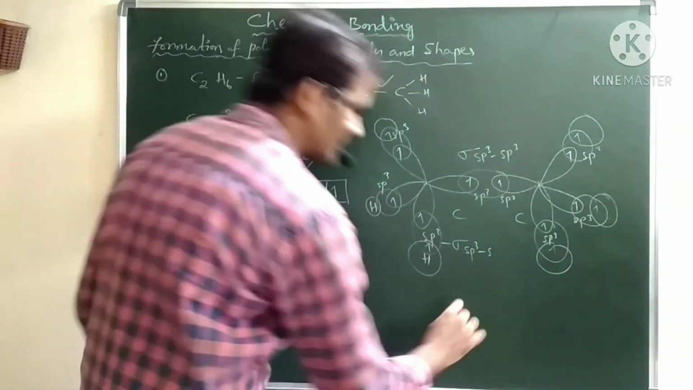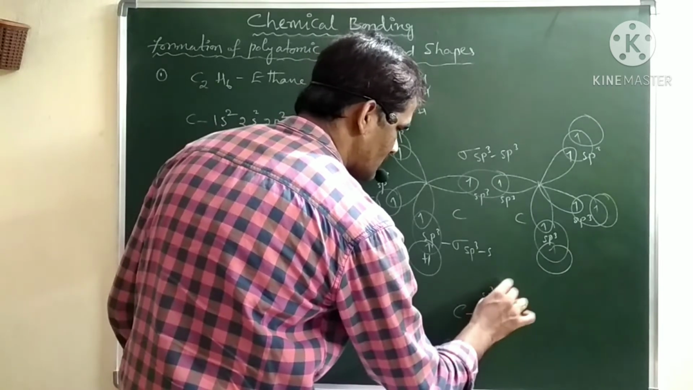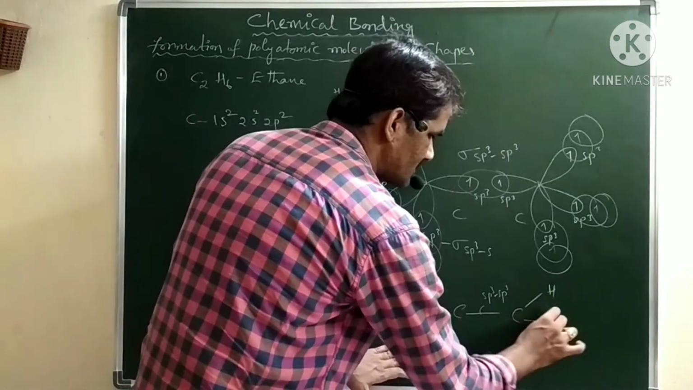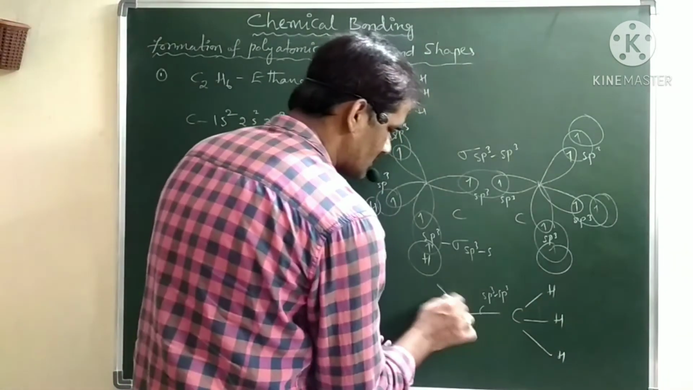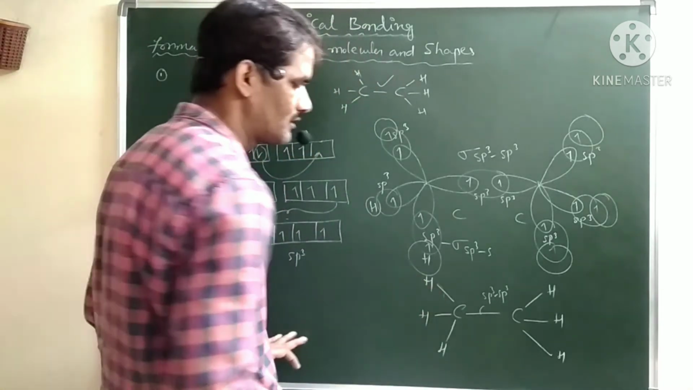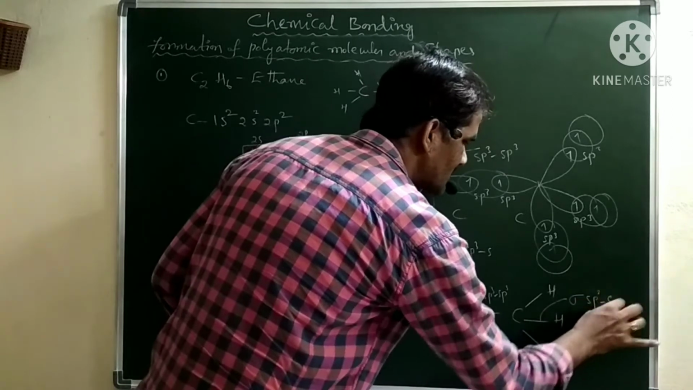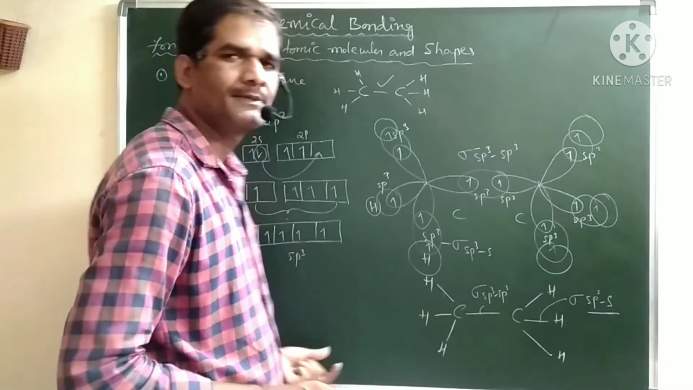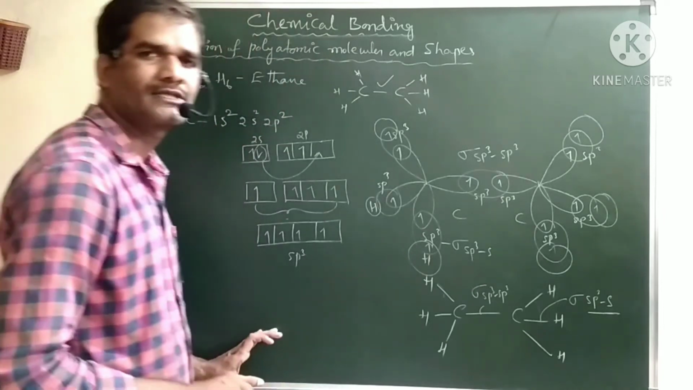Finally they will form the bonds like this, and this is a bond due to sp3 overlapping. This carbon has 3 hydrogens, and all these 3 and the other 3 of the other carbon, so all these 6 bonds undergo sigma bond formation due to sp3-s overlapping. So we have 1 sigma bond here due to sp3 overlapping, and the remaining 6 sigma bonds are due to sp3-s overlapping.